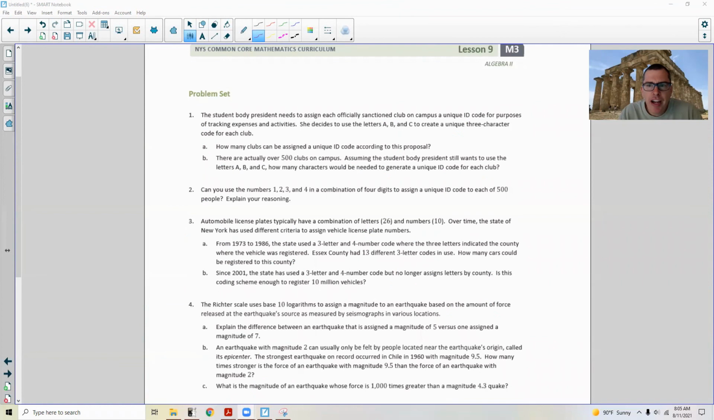All right, page 5 brings us to the end of lesson 9. Go to your problem set.